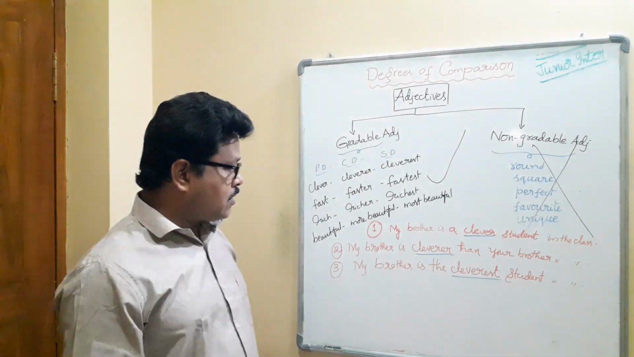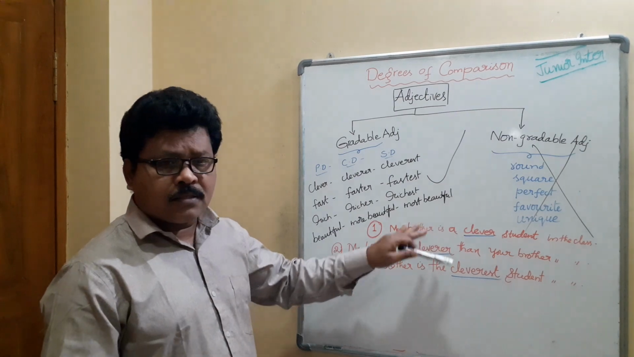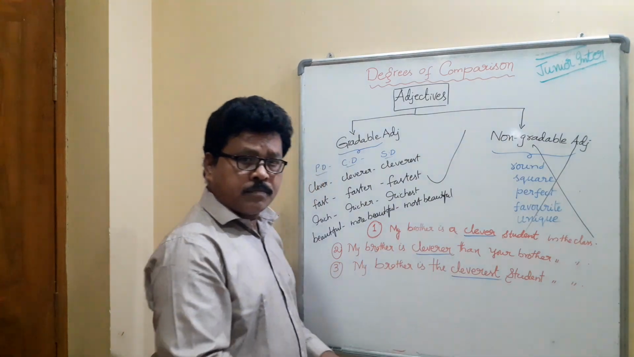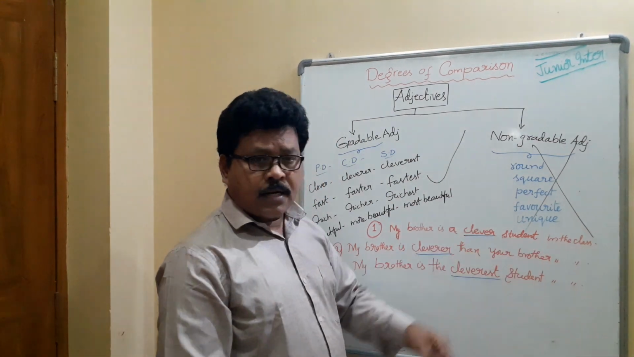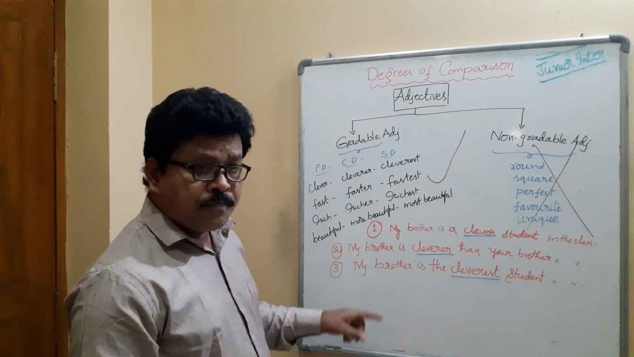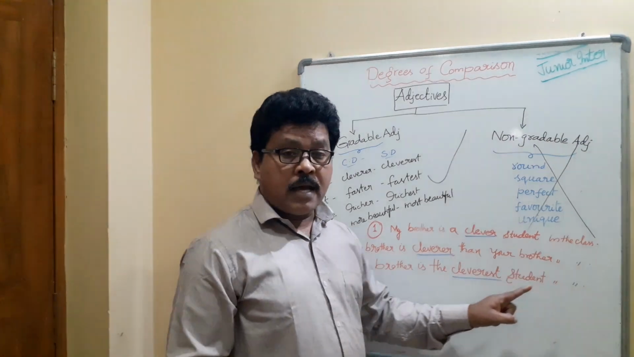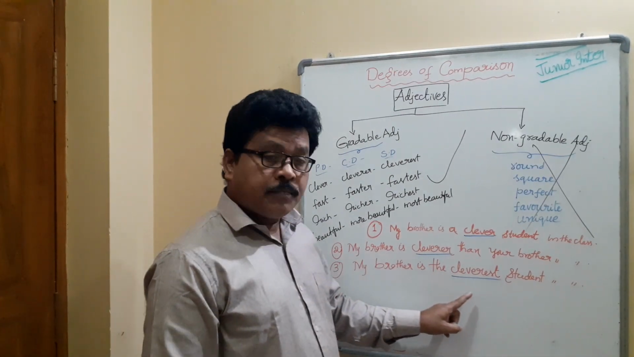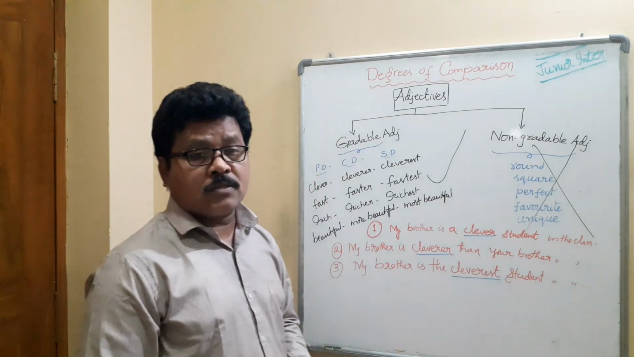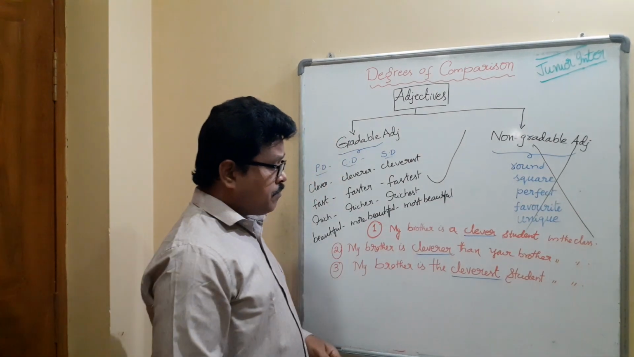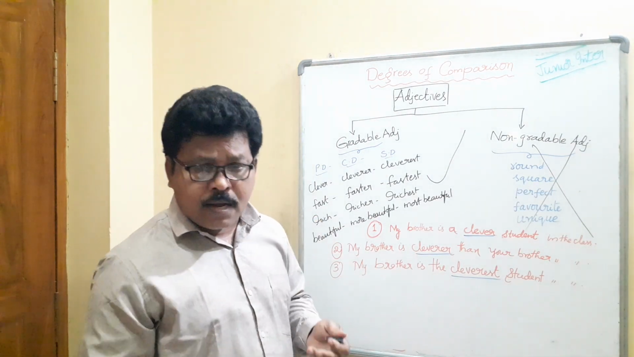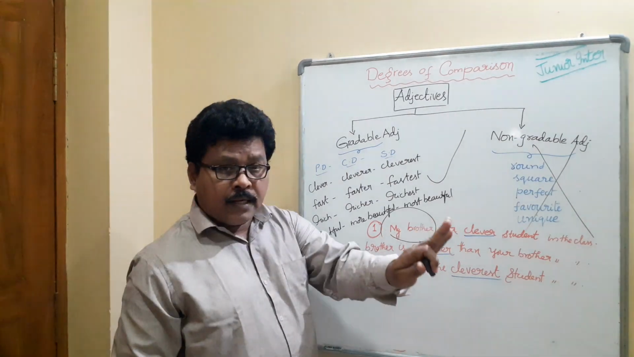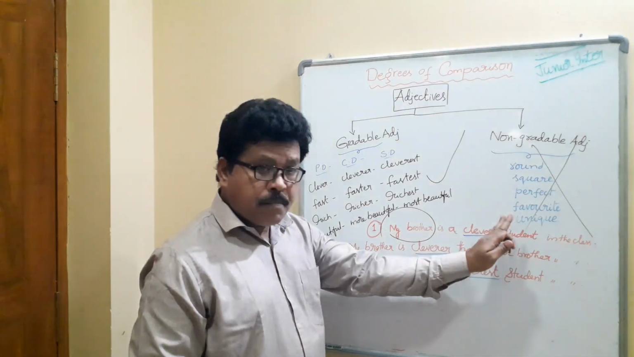Now we are going to discuss this. For example, look at these three statements. My brother is a clever student in the class. Second, my brother is cleverer than your brother in the class. Third, my brother is the cleverest student in the class. In the first statement, I am talking about only one student, my brother. He is not compared to any other person. Here, no comparison.